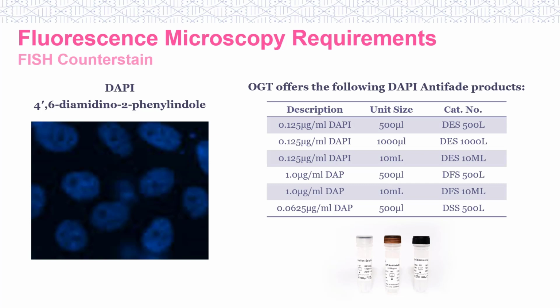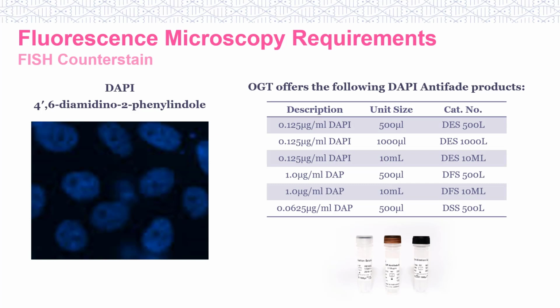Many manufacturers' DAPI products include antifade, a solution that helps prevent the permanent loss of fluorescent signal quenching that can result from photobleaching or prolonged exposure to high-intensity light sources. All of OGT's CytoCell DAPI products contain antifade and are available in a few concentrations and size options.